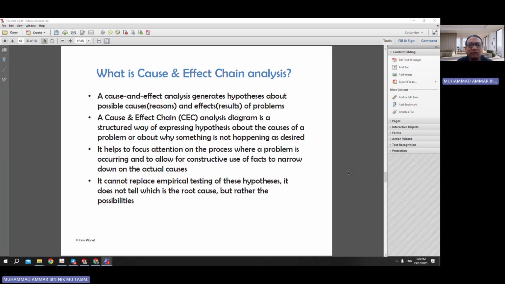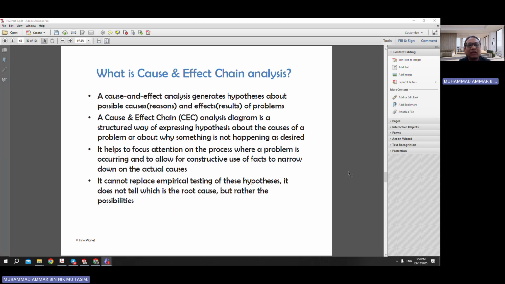The cause and effect analysis is similar to the SPS process, structured problem solving. The cause and effect analysis generates hypotheses about the problem. So we first focus on how to solve the hypothesis, and finally we understand what effects can come from the hypothesis.